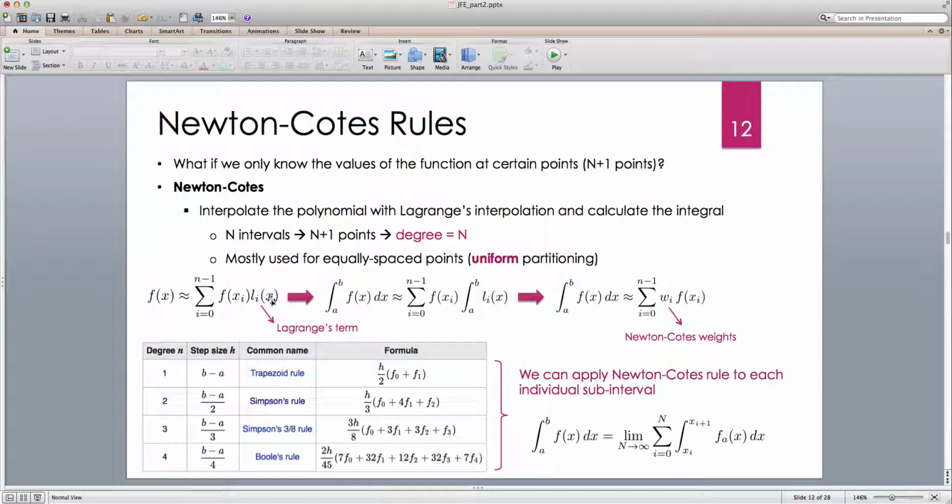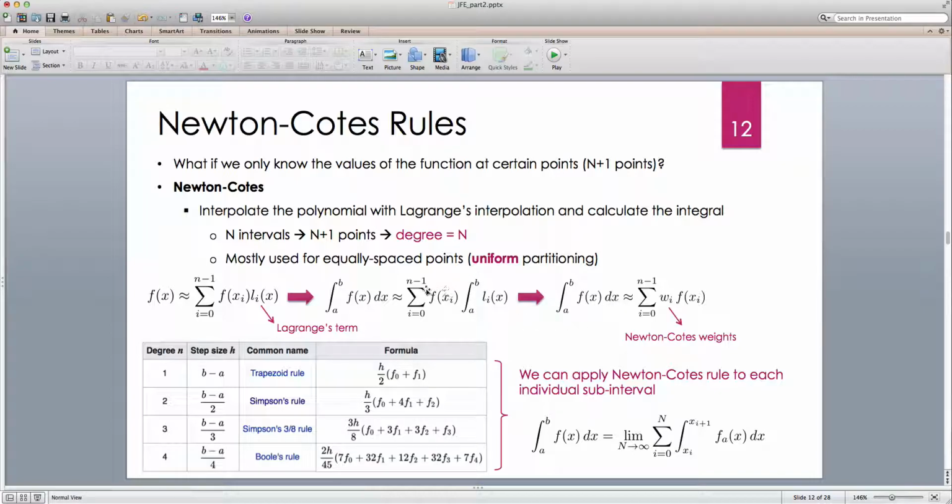Each one of these Li's has this property that if I plug in xi, Li of xi is 1, and Li of xj, where j is not equal to i, is 0. So Li of xj is 0, Li of xi is 1, right? And then we said that, okay, now if this function is approximating my actual function, then the integration is also an approximation. And because Li's are polynomials, we know exactly how to calculate them.